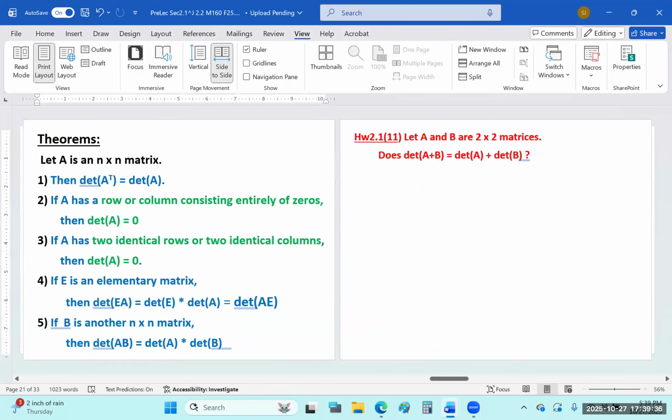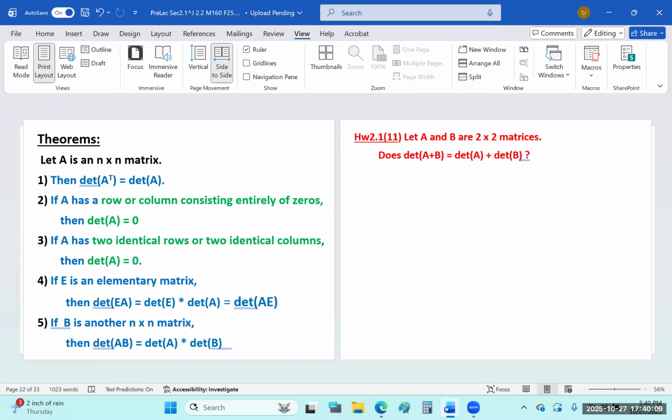Now, there's a critical thinking question. We have the properties for multiplication: the determinant of the product is the product of the determinants. How about sum or difference? Is this true? Is the determinant of the sum or difference of two matrices the same as the sum or difference of the determinants?